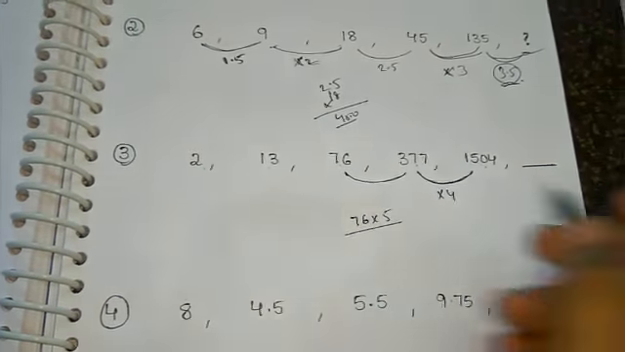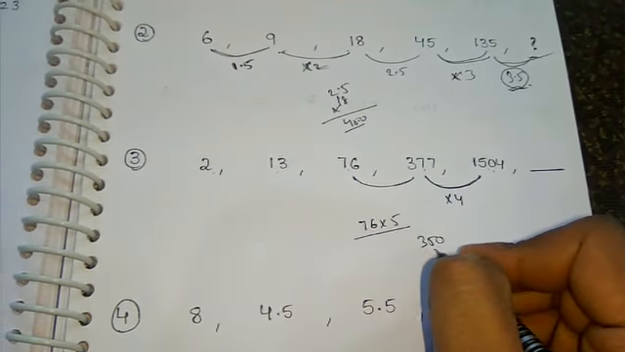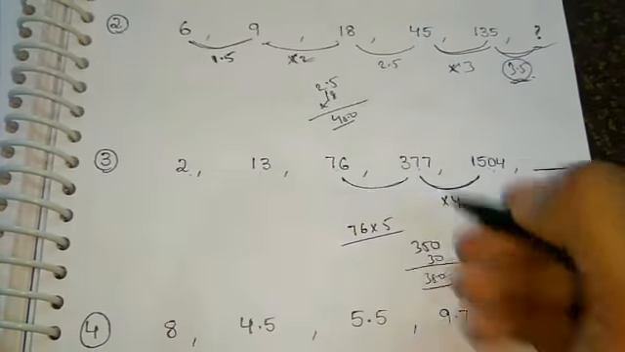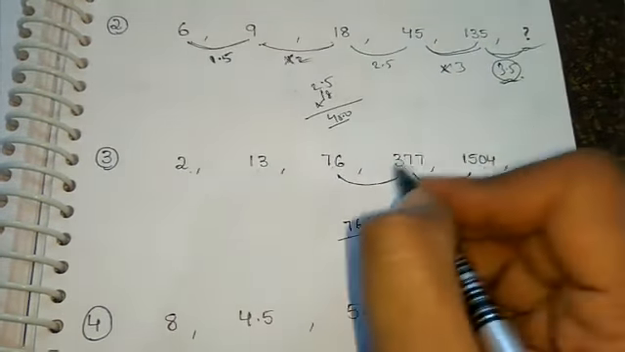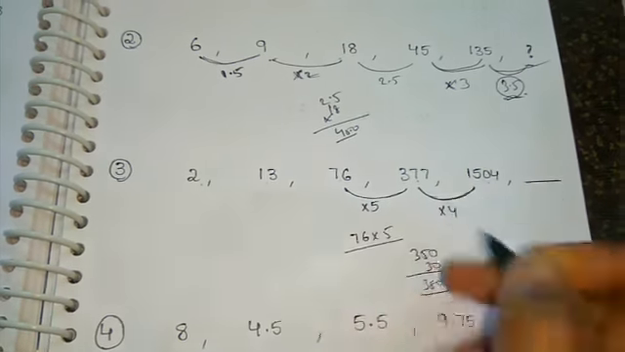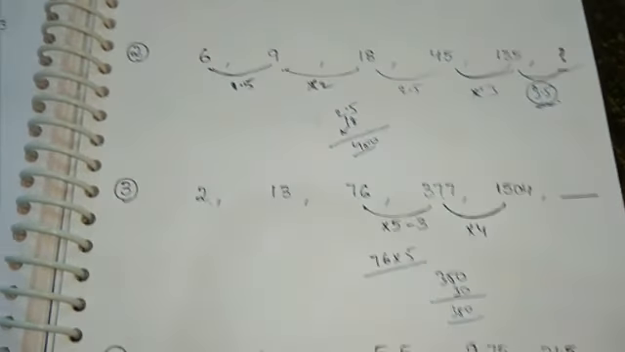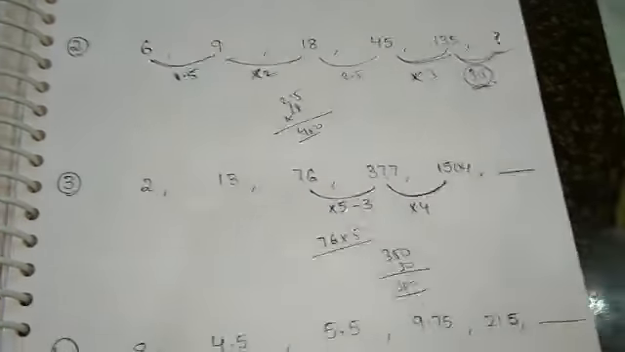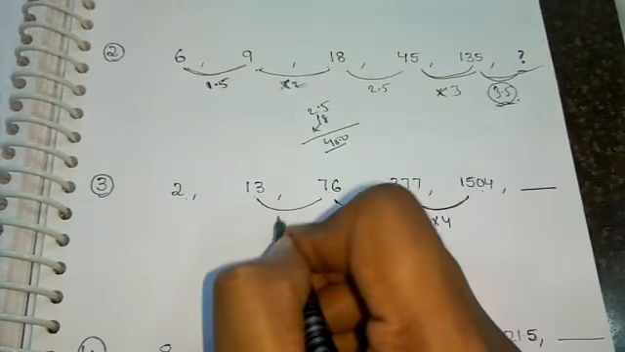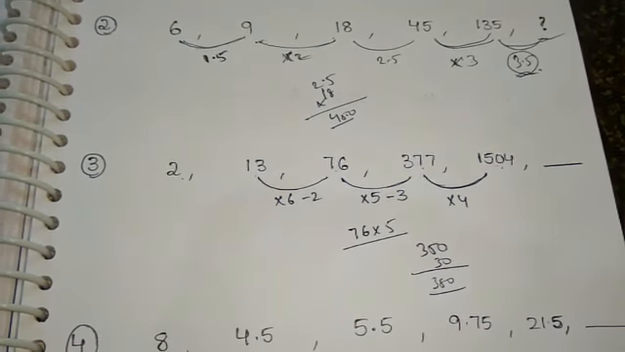So 76 into 5. 70 into 5 is 350. 6 into 5 is 30. So it is 380. So it is a very near value. Yes. So we got something. Into 5 is nothing but 380 and minus 3 is happening here. Okay. So see this. So 13 into 6 is 78 and here minus 2 is happening.